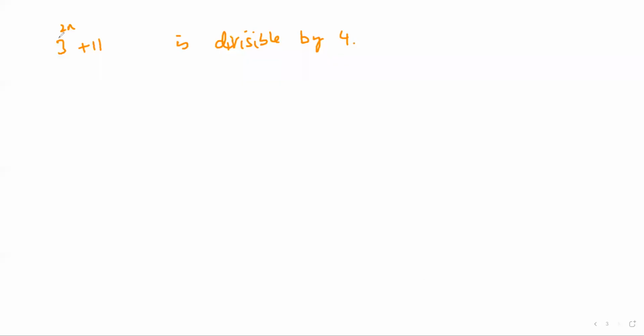Now the next divisibility proof is that you have to prove that 3 raised to 2n plus 11 is divisible by 4. Try this, guys.